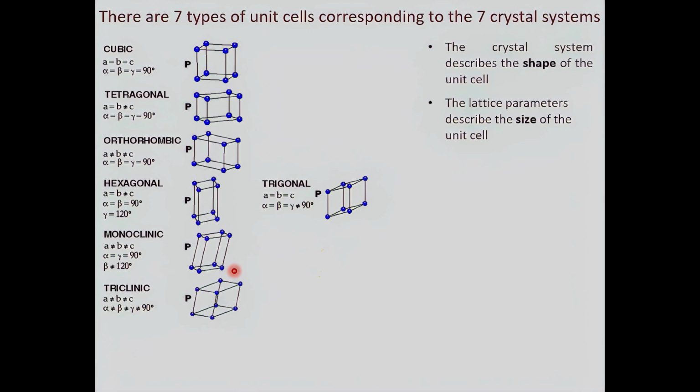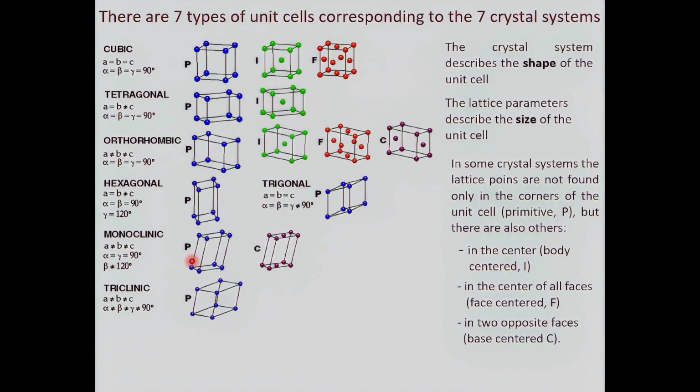And while the crystal lattice describes the size of your cell, in this case we have cells where the lattice points are only at the corner, as I said before, and they are indicated with the P letter, and they are so-called primitive cells.